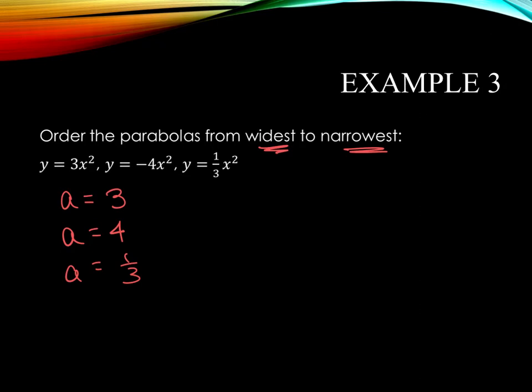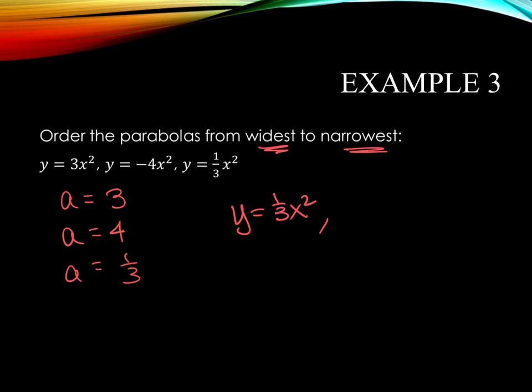So the widest is going to give me the numbers that are smaller. So that would give me y equals 1/3 x squared. And then I want to go all the way up to my biggest, because the bigger the number, the smaller it is, or the narrower the graph is.